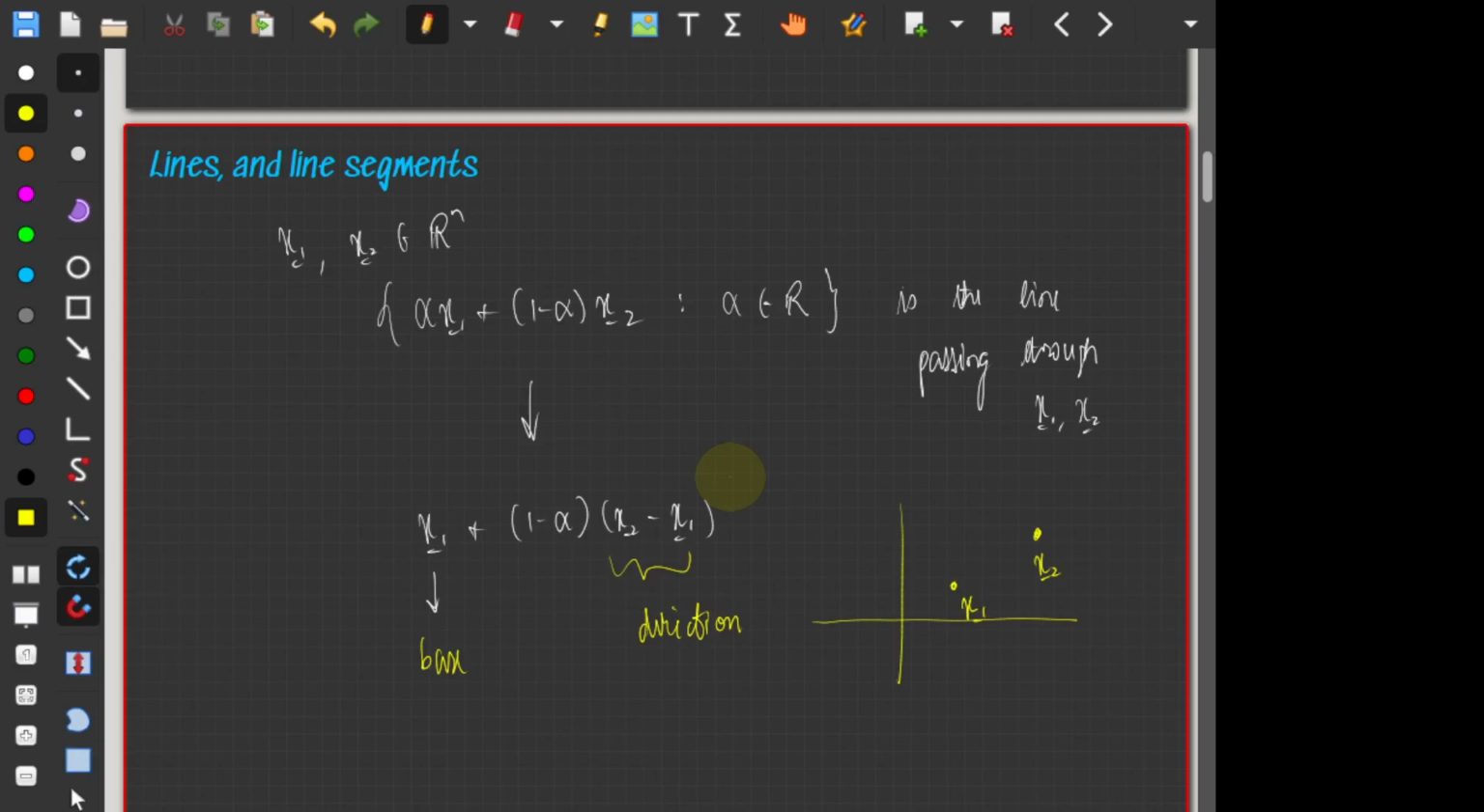What about the line segment joining x1 and x2? The line passing through x1 and x2 would be this straight line stretching all the way up to minus infinity and plus infinity. The line segment joining x1 and x2 is just this part of the line. So what values of the parameter correspond to this? It's just alpha being between 0 and 1.